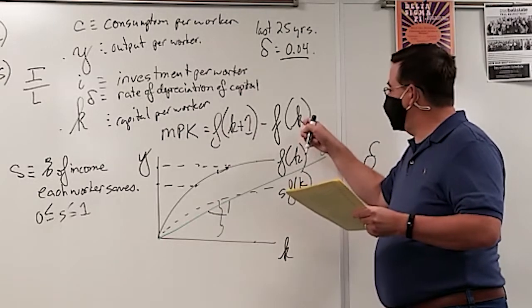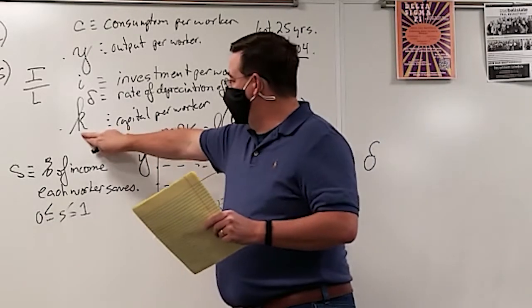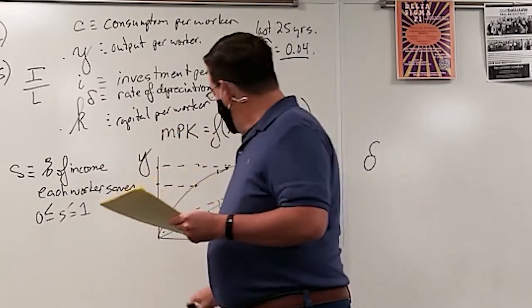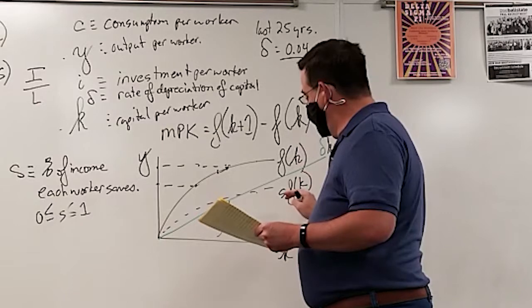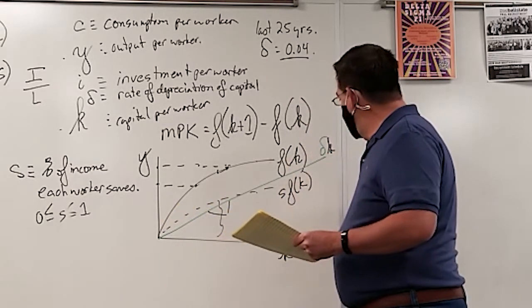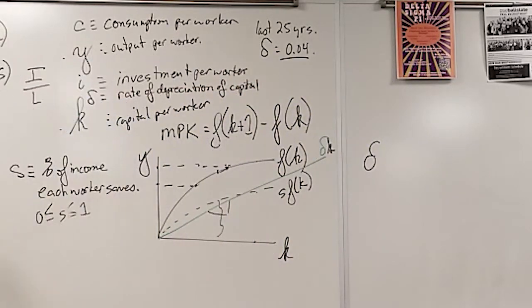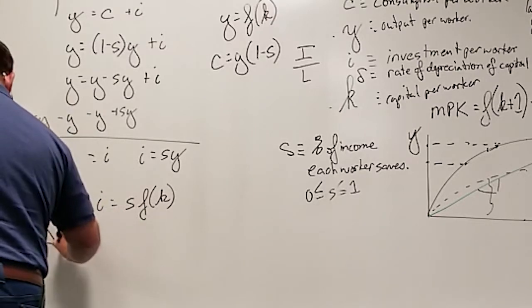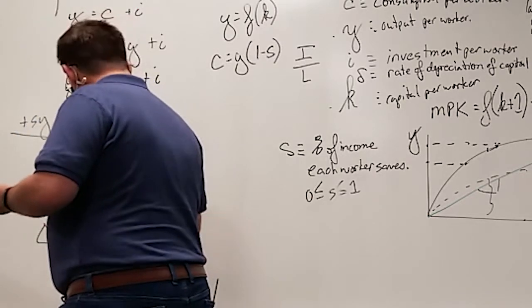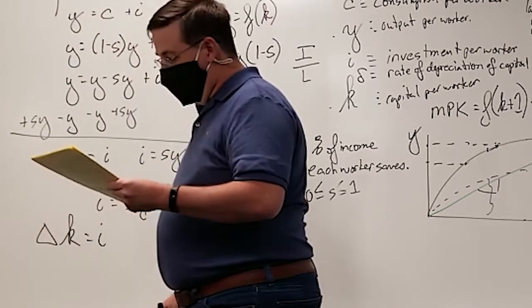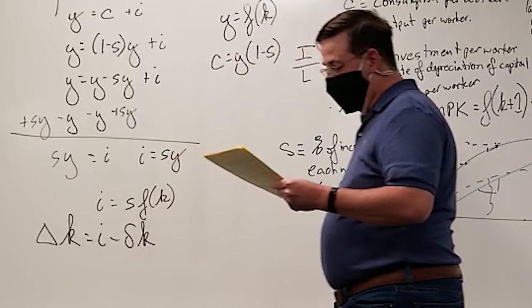Well, how then does capital change over time? How does the amount of capital per worker change? We know that investing in capital buys more capital for the next year. But at the same time, the amount of capital that is in existence is wearing out at a certain rate. So we can construct an equation. The change in the amount of capital is equal to the amount of capital that you buy every year minus the rate at which the existing capital is wearing out.